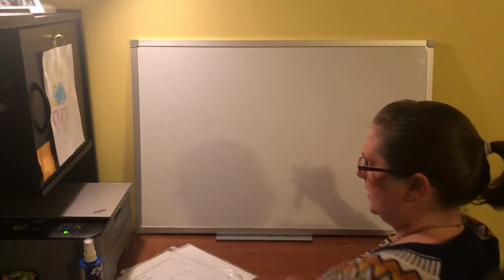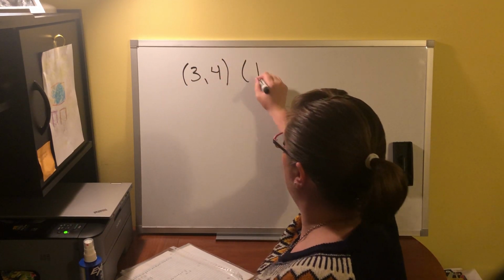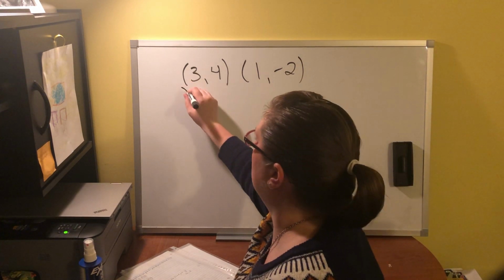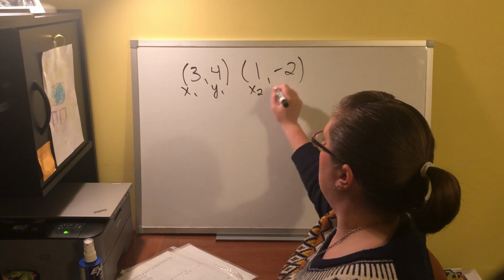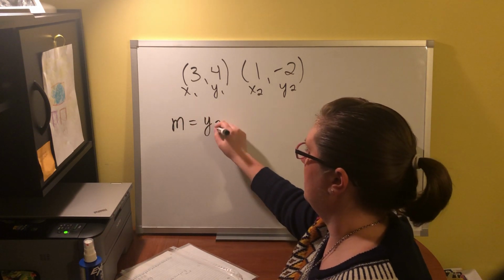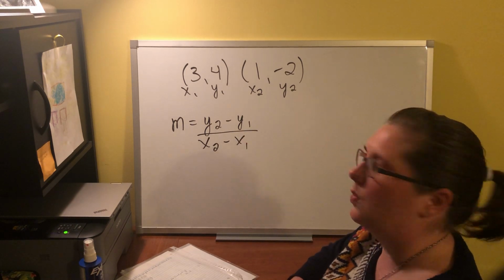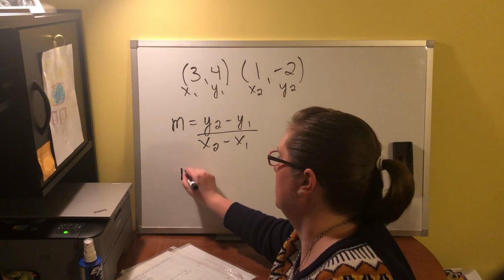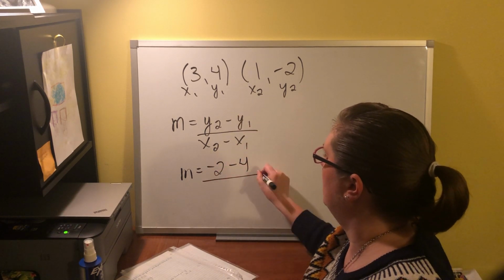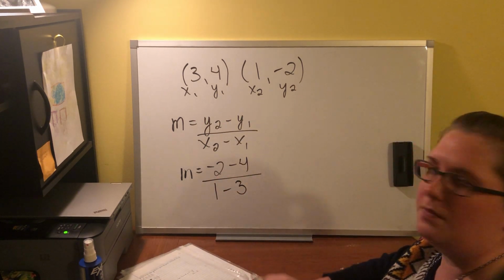All right, so we're doing the exact same thing. This time they're giving us points of 3, 4, and 1, -2. So same thing as last time, I would go ahead and label them x sub 1, y sub 1, x sub 2, y sub 2, okay? We have our formula, m equals y sub 2 minus y sub 1 over x sub 2 minus x sub 1. Now we can go ahead and substitute our values in accordingly. So m equals y sub 2 is -2 minus y sub 1 is 4 over x sub 2 is 1 minus x sub 1 is 3, okay?